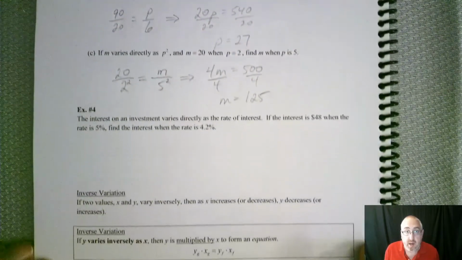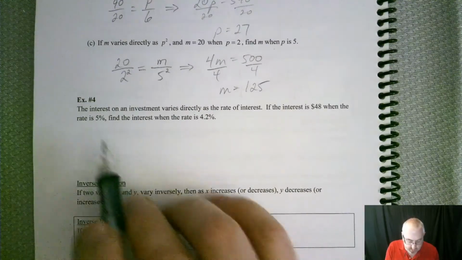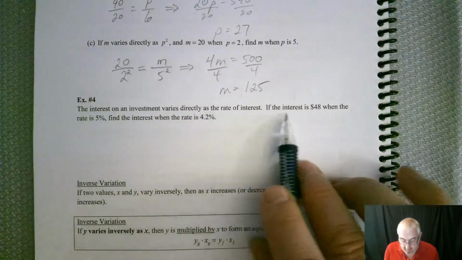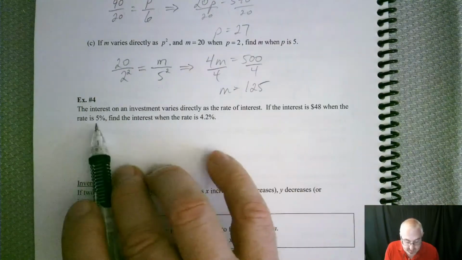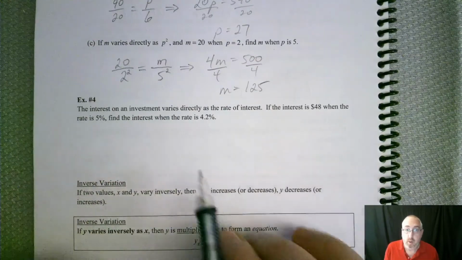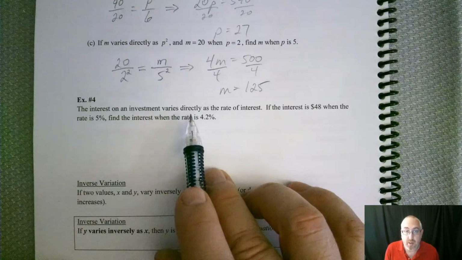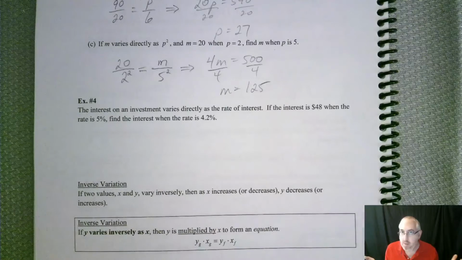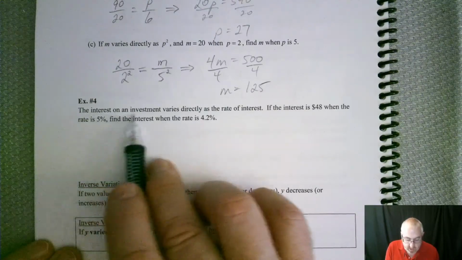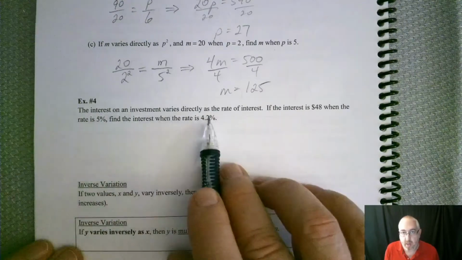All right, let's try one more that's more wordy, and we'll see how this one works. The interest on an investment varies directly as the rate of interest. If the interest is $48 when the rate is 5%, find the interest when the rate is 4.2%. So again, varies directly. So that automatically means we can use a proportion. Now, as far as our variables, we can make those up any way we want. So what are we comparing? We're comparing the interest on an investment and the rate of interest. So the interest and the rate.